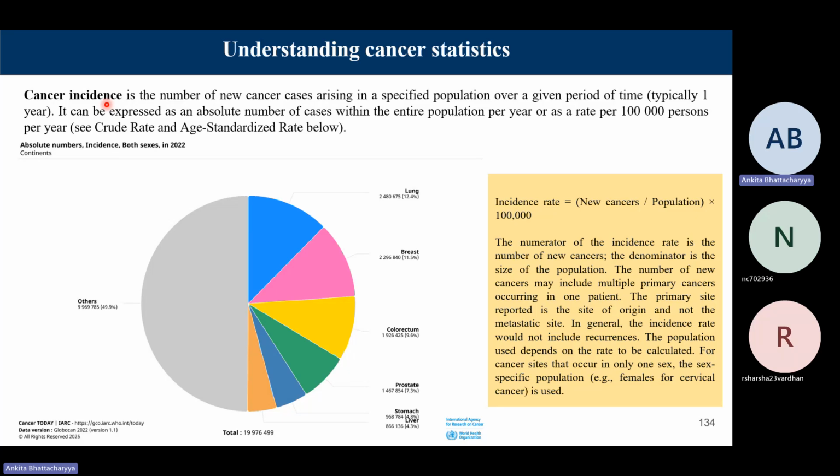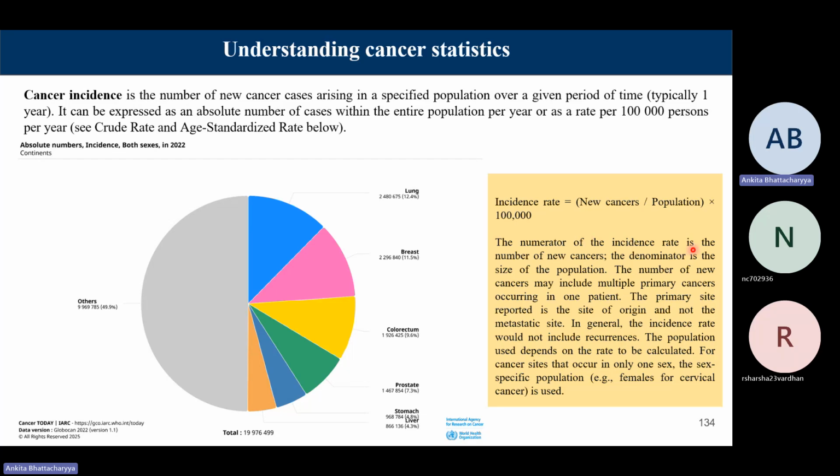So when we talk about cancer incidence, it basically means the number of new cancer cases that arise in a specified population over a given period of time, typically in 1 year. It can be expressed as an absolute number of cases within the entire population per year or as a rate per 100,000 persons per year. So a standardized rate is something we'll come to later, but basically this is what it means. So incidence rate comes from the number of new cancers, which basically means the number of people who have been diagnosed with cancer in that particular year or in that particular period of time, which is typically 1 year, for that particular population into 100,000.